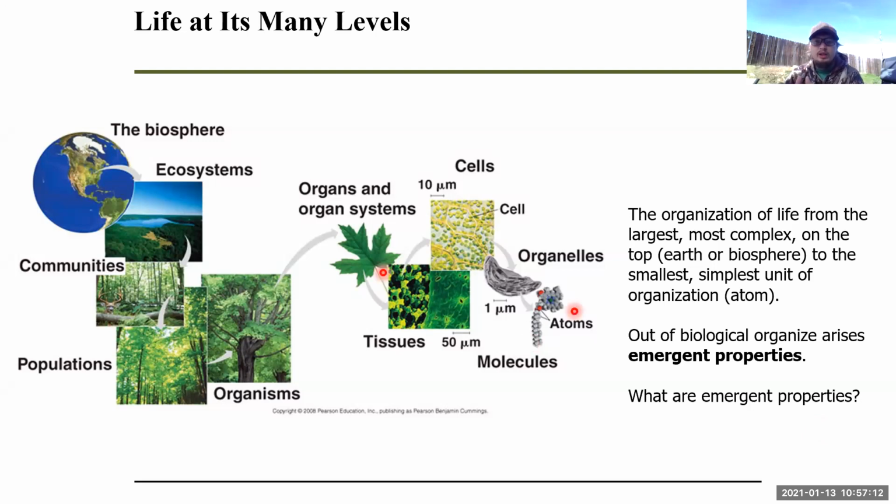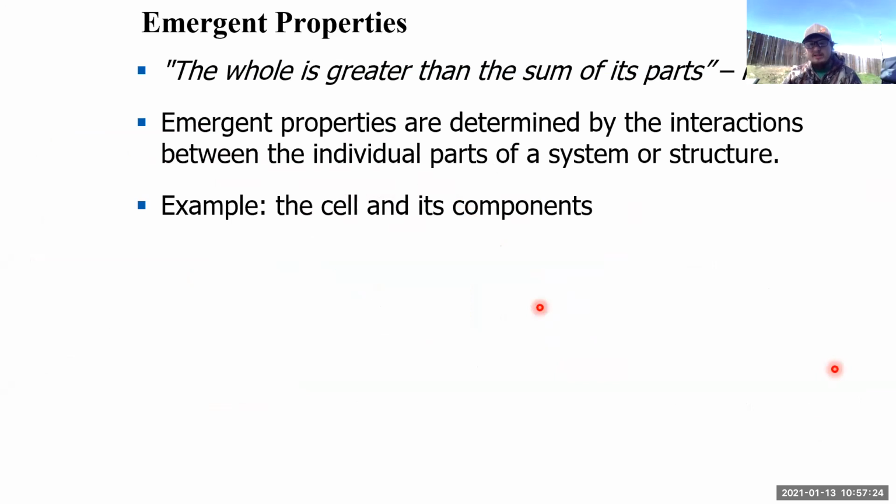And as you gain complexity, you end up seeing emergent properties arise. Emergent properties are really this idea of the whole being greater than the sum of its parts. So think about a cell. A cell has a lot of different organelles. It has a nucleus, it has ribosomes. These may be unfamiliar terms, but we'll learn about them in chapter 3.